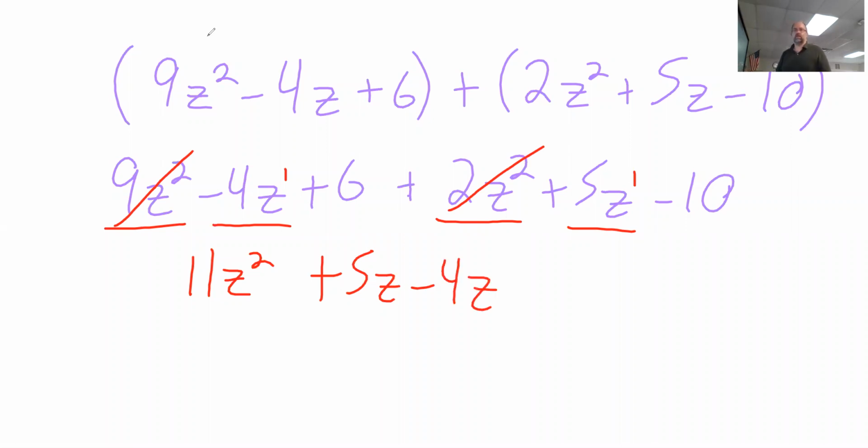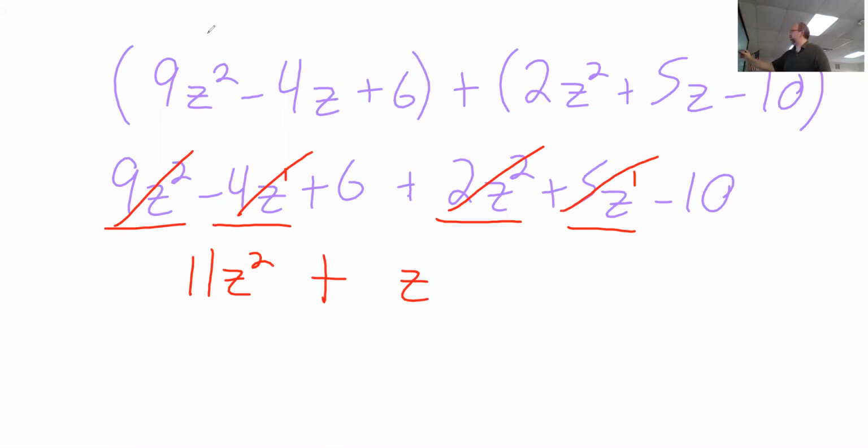And so now, since they're the same degree or same term, we can just do 5 minus 4, which gives us plus 1z. Or if you like, you can just put z, because you can assume there's a 1 in front. And those are gone. It's used up.